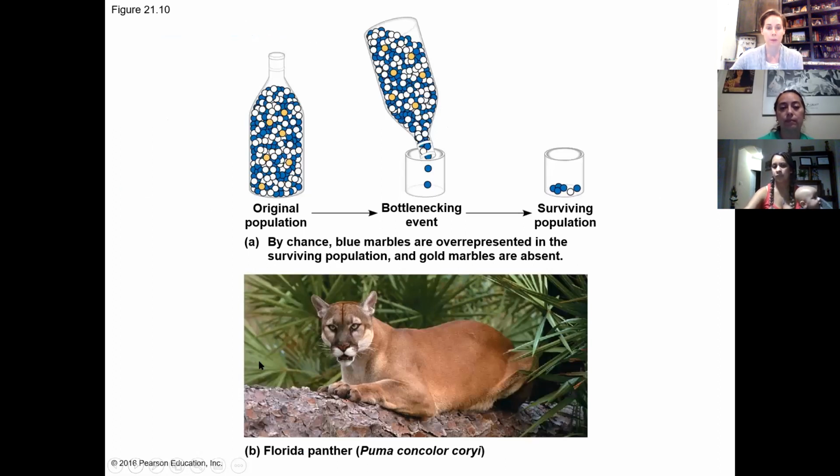So bottleneck population, I guess this Florida panther went through that. I don't know if it was a geographical environmental condition, or if it was over hunting by people, but your original population has a lot of genetic variability in it. And then with bottleneck effect, only a few survive, and you end up with majority of blue balls and only one little white ball, but we lost all these little golden yellow colored ones. And so the surviving population looks very different genetic wise than what was originally in the population.